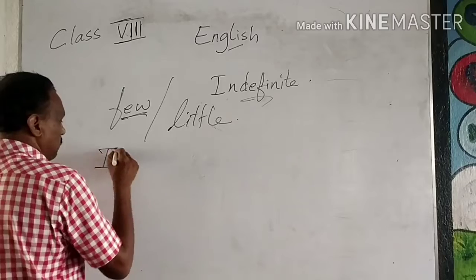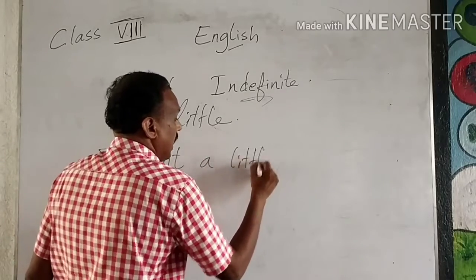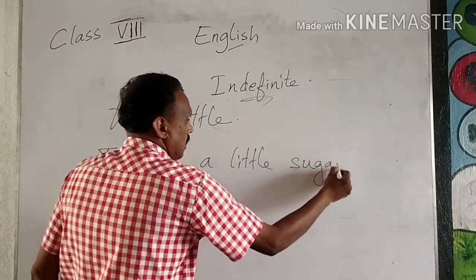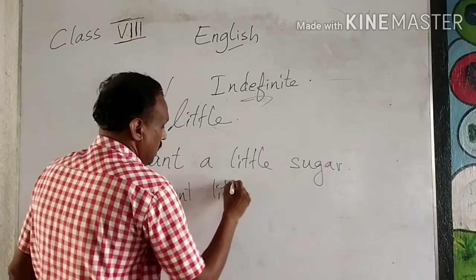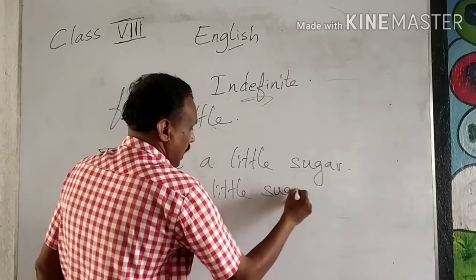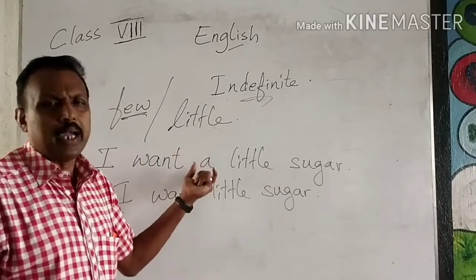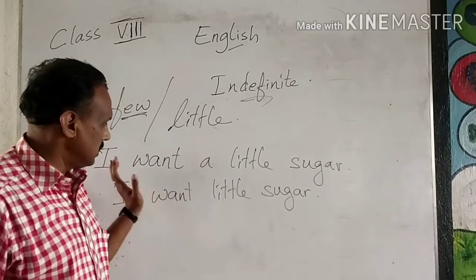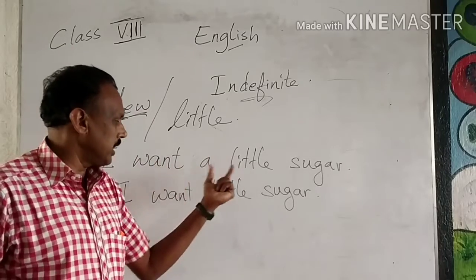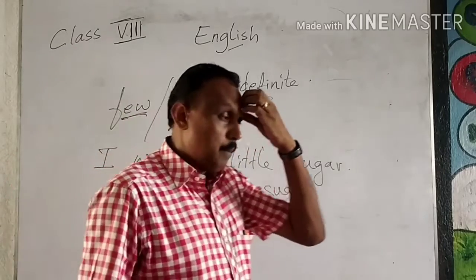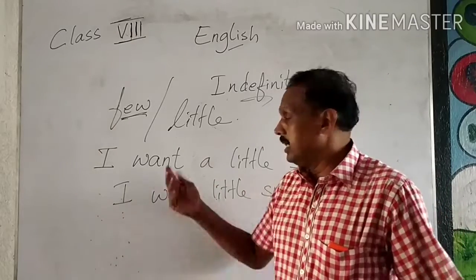Here I would like to explain one small technical detail. "I want a little sugar." "I want little sugar." Now when I ask you to look at the blackboard, what do you say? It's a minor mistake, because these two sentences are all the same. Only thing, we have omitted the article here. But don't take it lightly. When you don't put "a," the meaning itself changes.